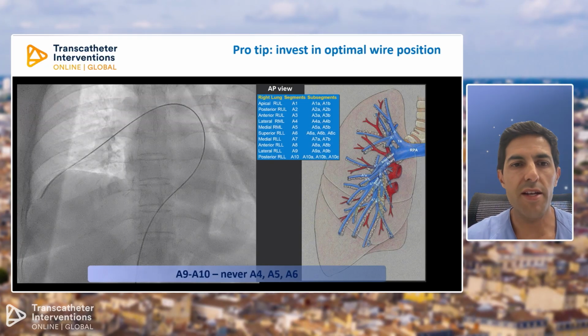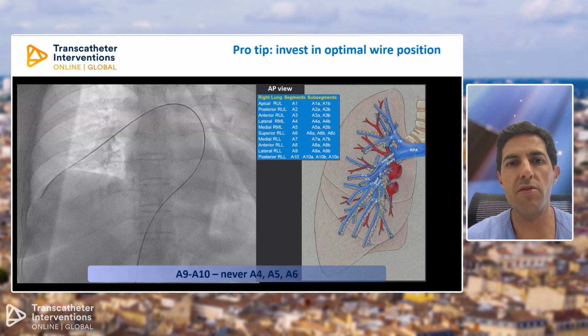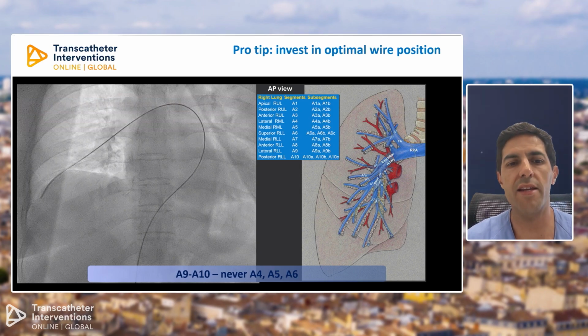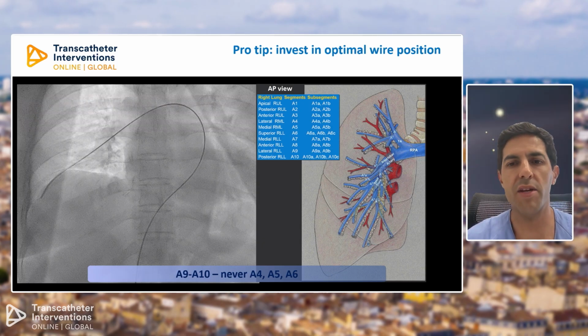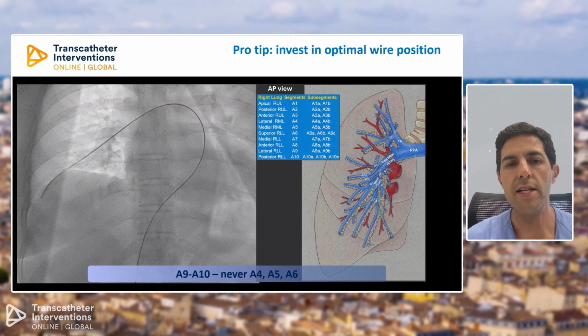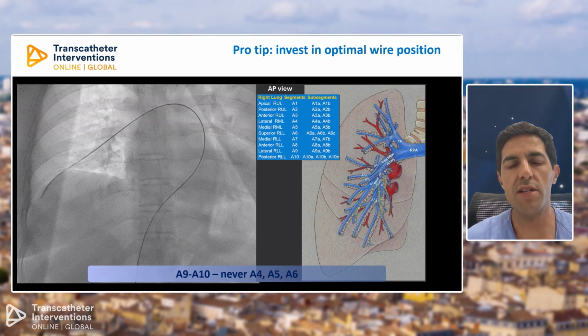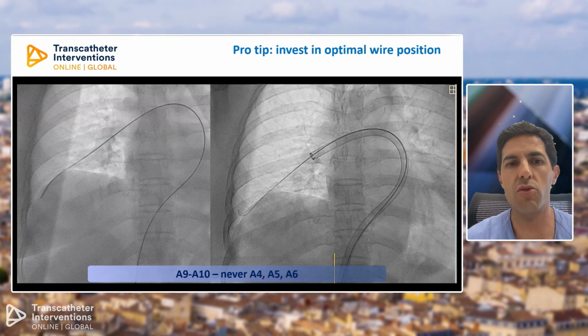Okay, some final tips and tricks. So go very distal. So invest a little bit on the optimal wire position. I see some people doing this minor mistake of trying to go very fast or take a shortcut. So aim for the A9, A10, never go to A4, A5, A6, because you will have poor support. And some perforations have been reported on this area. So always go to the lower lobes.